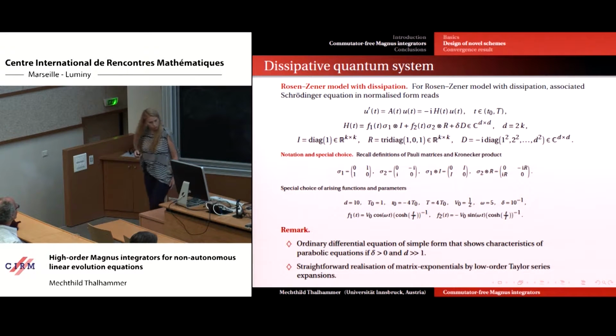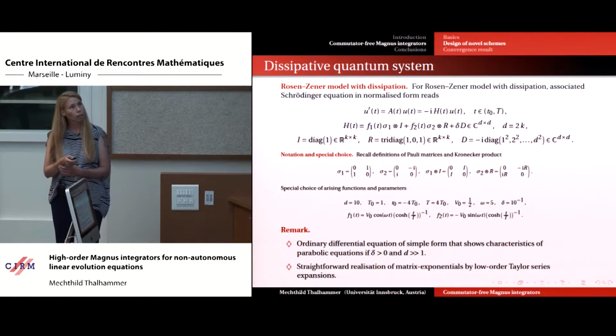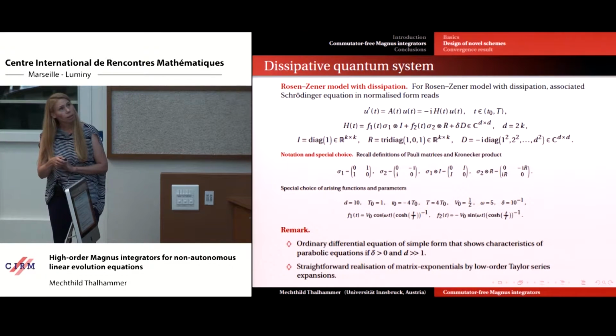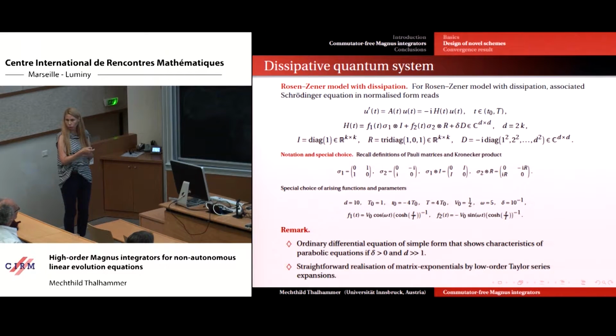Okay, and to test the equations, we chose this rather simple system. So we have the following form. The Hamiltonian is given here. Looks a bit complicated, but this would just be the usual Hamiltonian defined by Pauli matrices, and then you have here this additional term, and this corresponds to dissipation in the system. So what I will compare is the case delta equal to 0, no dissipation, to the case where delta is equal to 1/10.